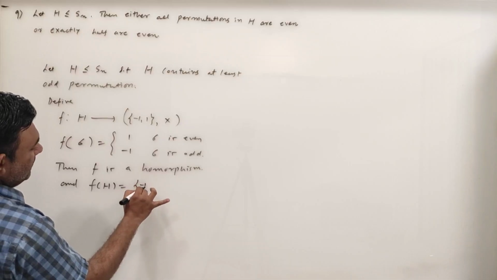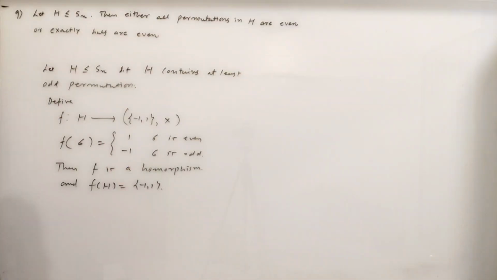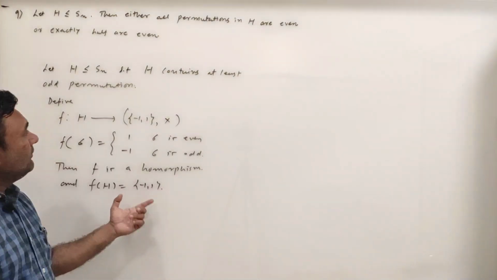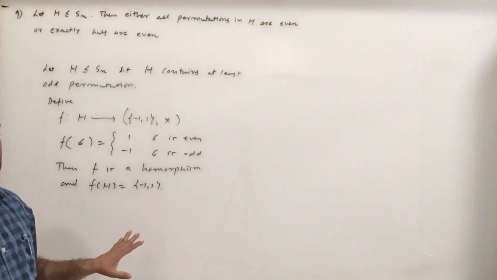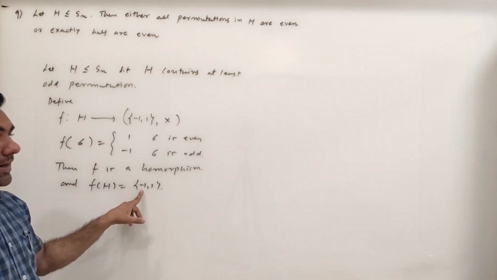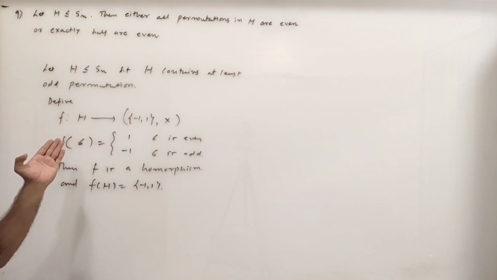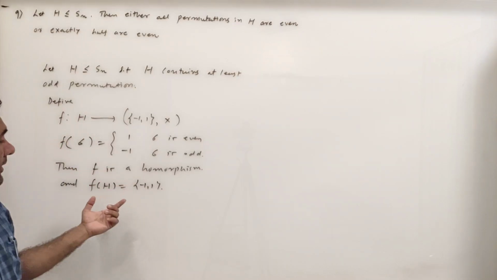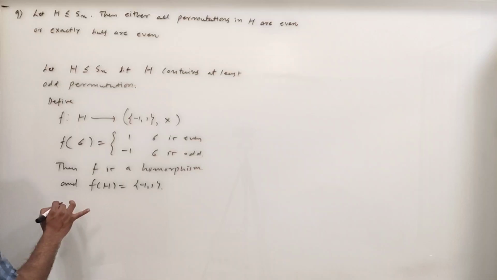It is {-1, 1}. The range is -1, 1, because we assume that H contains at least one odd permutation. So the image of that odd permutation will be -1, and the identity is already there, so the even permutation is also there, so its image will be 1. So the range is -1, 1. Now you look at the kernel.